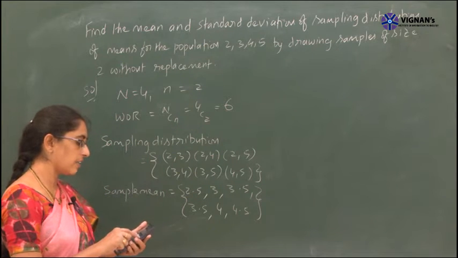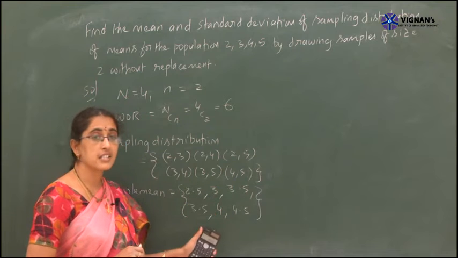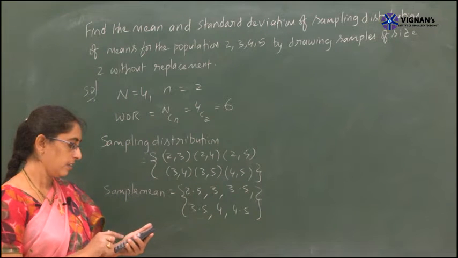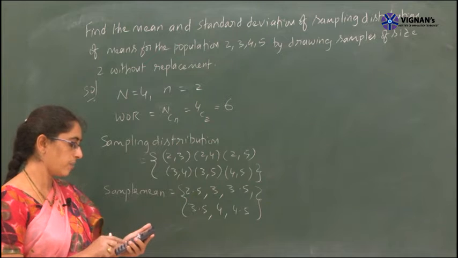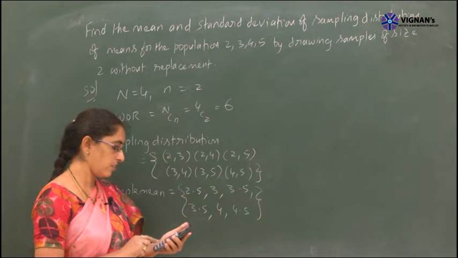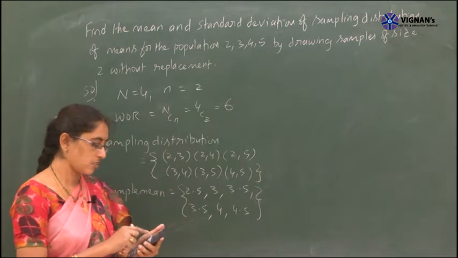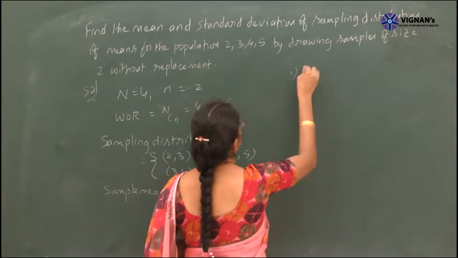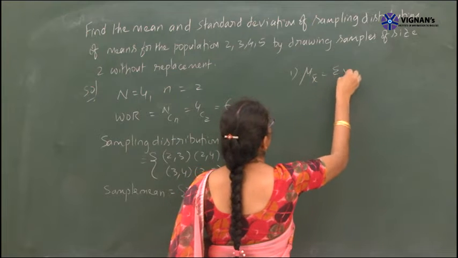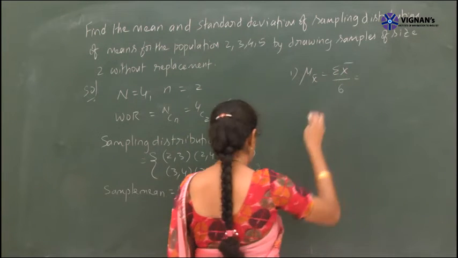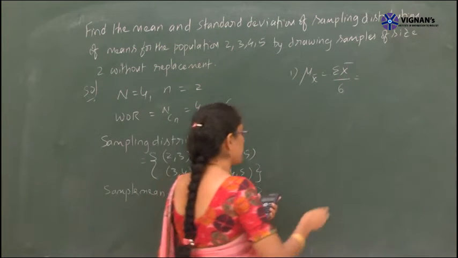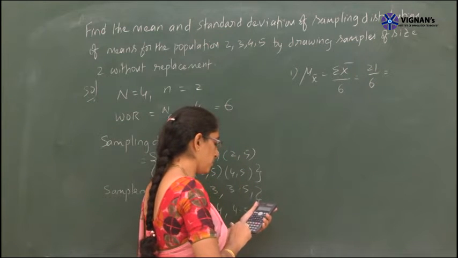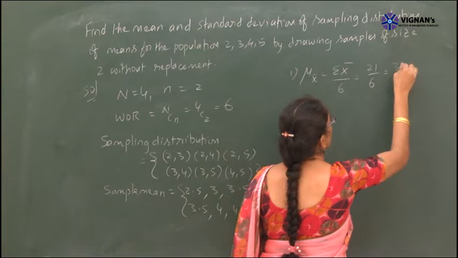So again go to the regression linear mode and give these 6 sample means in the calculator. So 2.5, 3, 3.5, again 3.5, 4 and 4.5. Now press shift 1, you will get the mean of the sampling distribution of means. So summation x bar by 6 here. So it is summation x bar is 21. So 21 by 6. So shift to first option is 3.5 here.